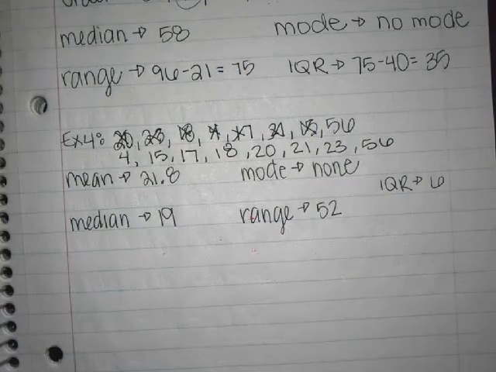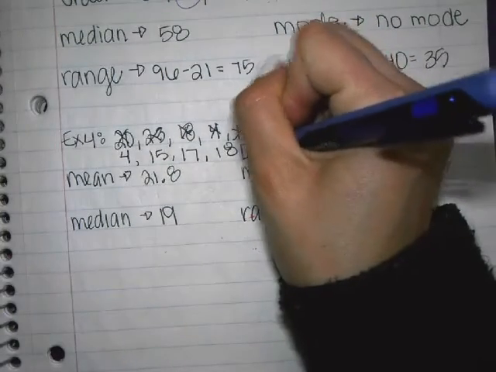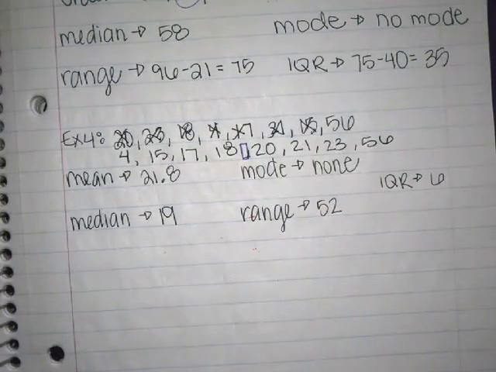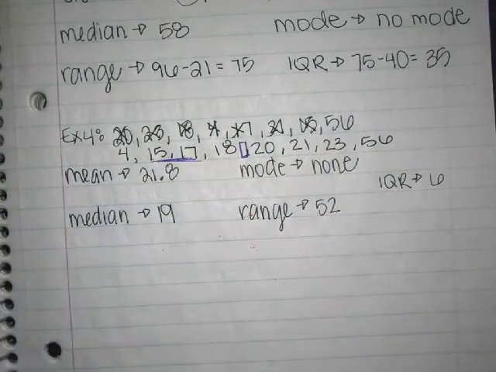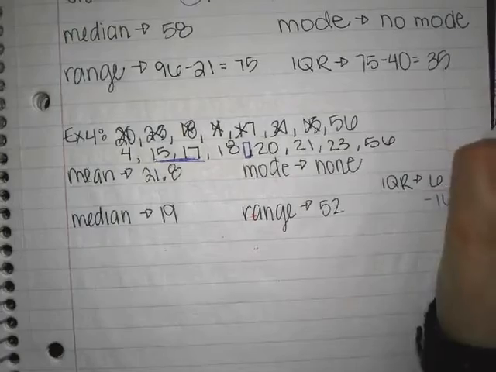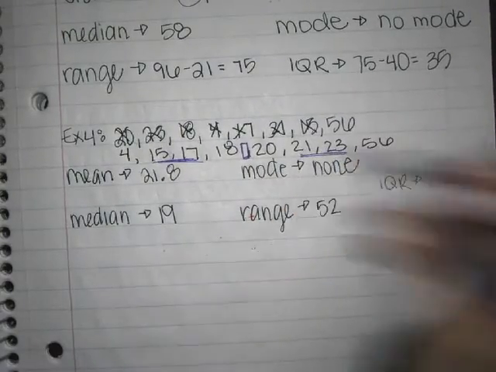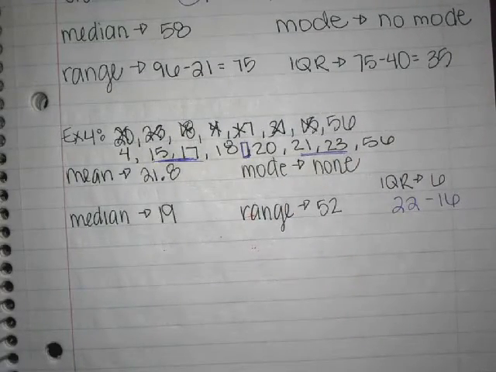Okay. And then you guys told me that 19 was the median. So 19's right there. And the number between 15 and 17 is 16. So you're going to subtract 16 from 22, right, guys? And that gave us 6. That is correct. Questions?